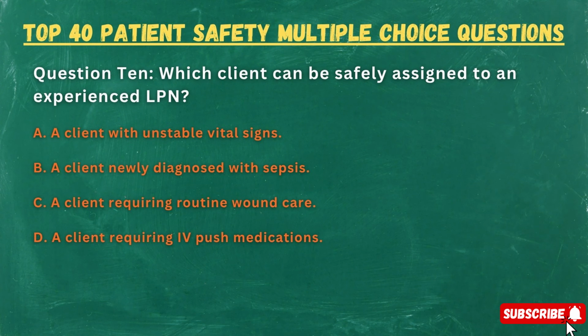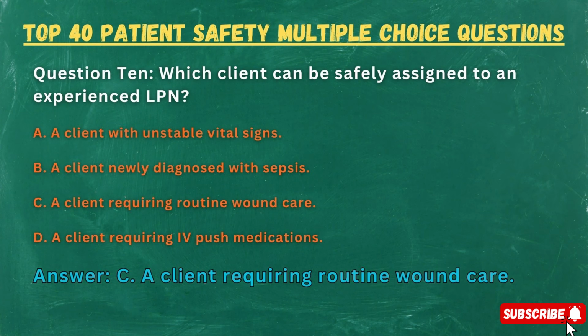Question 10. Which client can be safely assigned to an experienced LPN? A. A client with unstable vital signs. B. A client newly diagnosed with sepsis. C. A client requiring routine wound care. D. A client requiring IV push medications. Answer. C. A client requiring routine wound care.